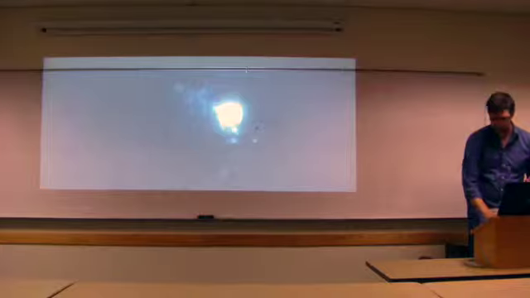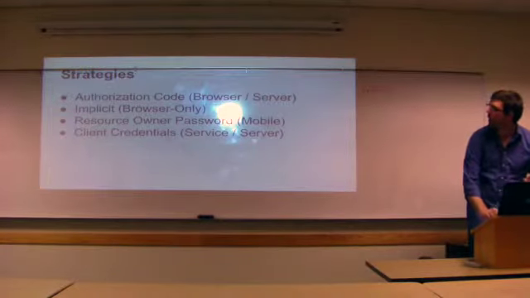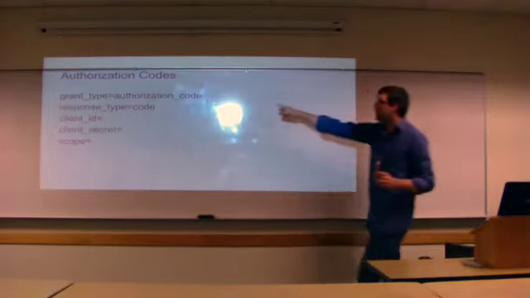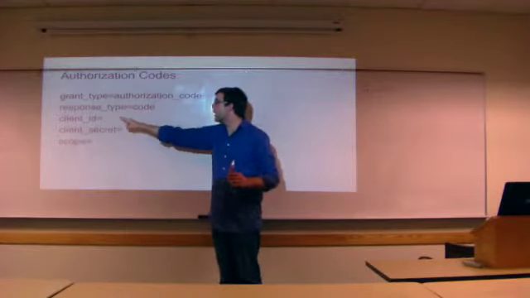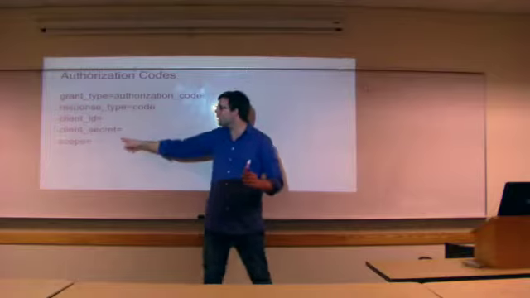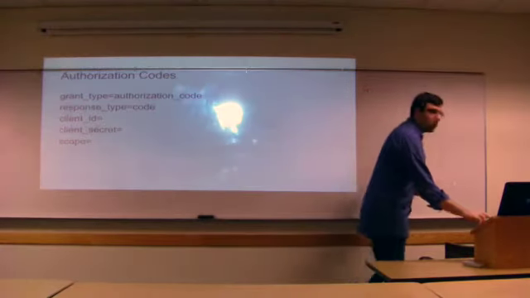Oh, I am on my PowerPoint right there. Okay, so grant type authorization code, response type equals code, client ID goes in the browser, client ID and secret go to the provider, scope is your permissions. That's what we just talked about.